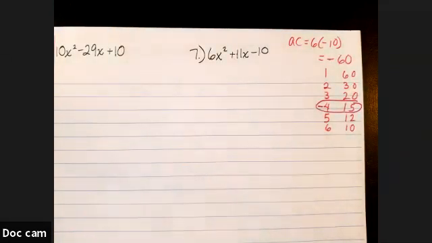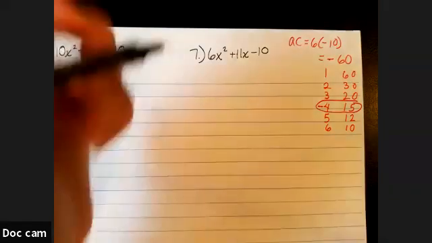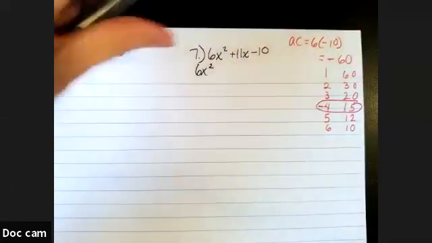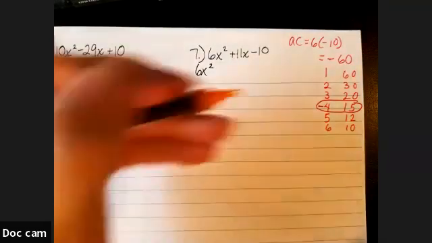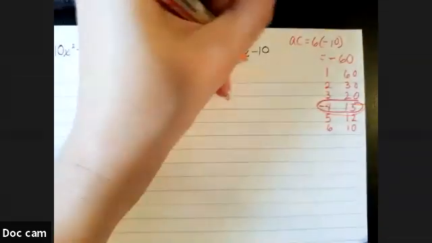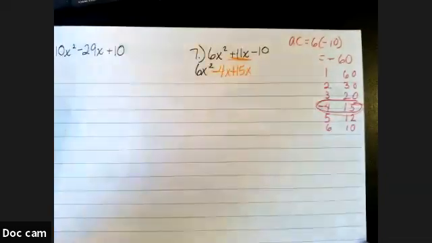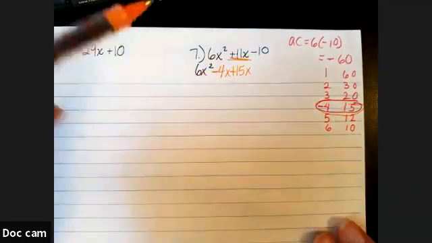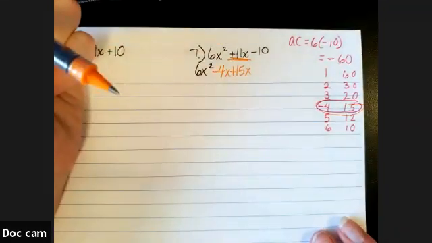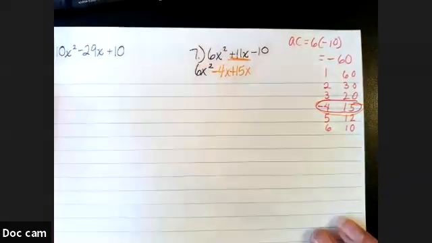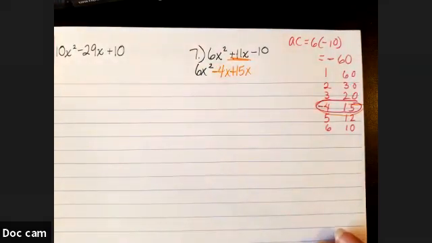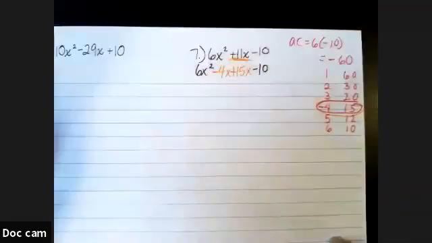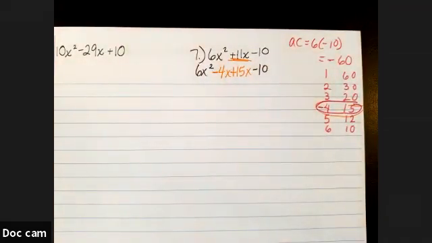Okay, so we're going to rewrite the problem, bring down the 6x squared, and then in place of the +11x, we're going to have -4x plus 15x. You notice that negative 4x plus 15x is equal to positive 11x, right? So we're just breaking that up and rewriting it. And then we can bring down minus 10. And now we can factor it by grouping.